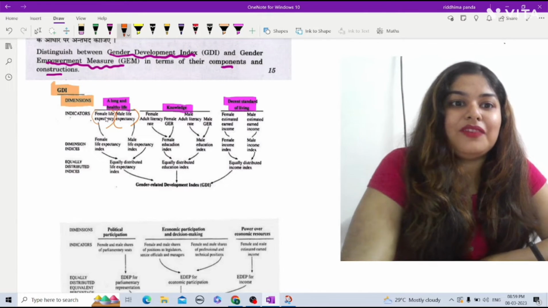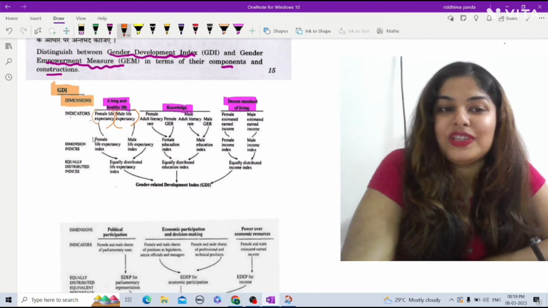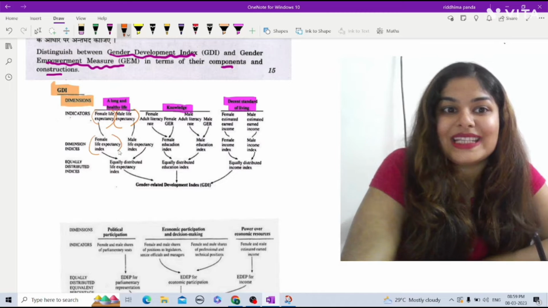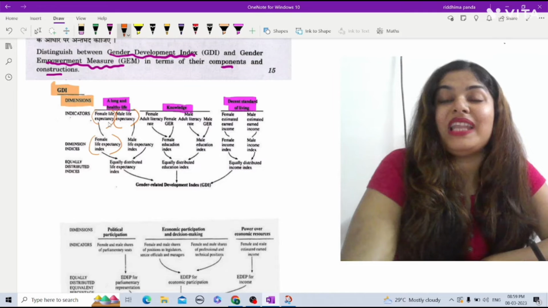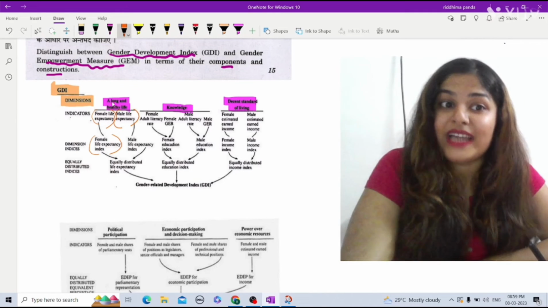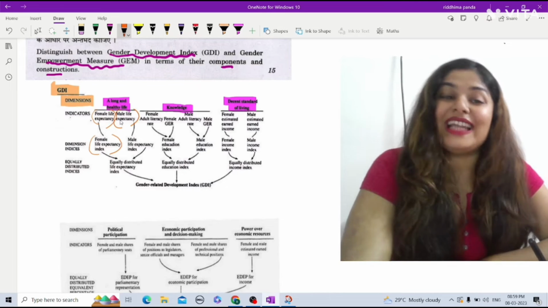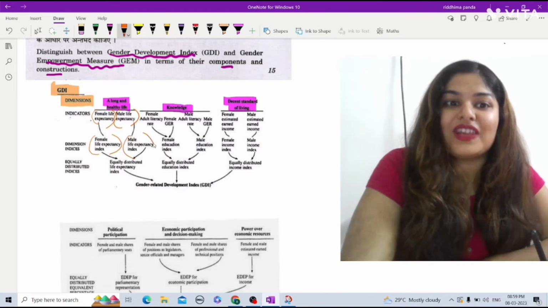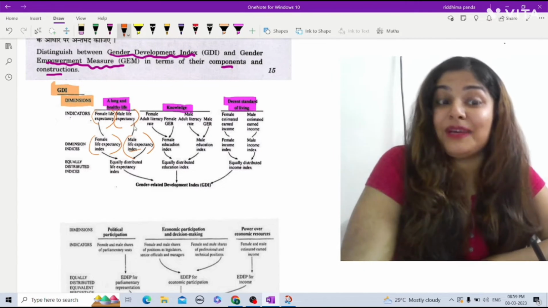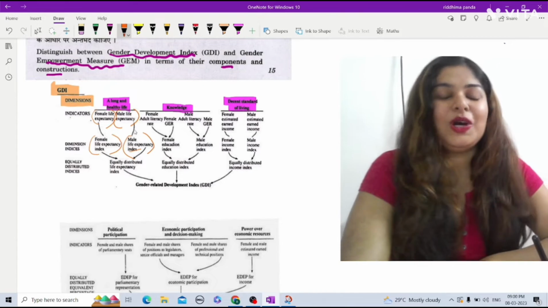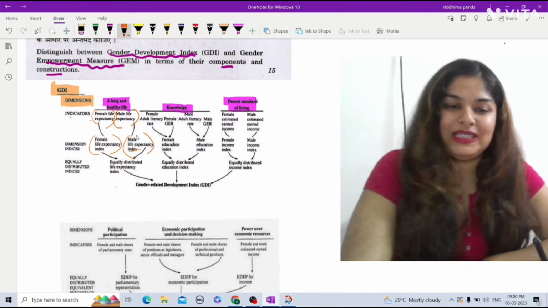To calculate female life expectancy, which will give us an indicator of long and healthy life, we use the female life expectancy index. Using the female life expectancy index, we can get an idea about the longevity of females in the population. The same goes for male life expectancy, which is measured through the male life expectancy index and gives us an idea about the longevity of men in the population. So from that you can compare between men and women.